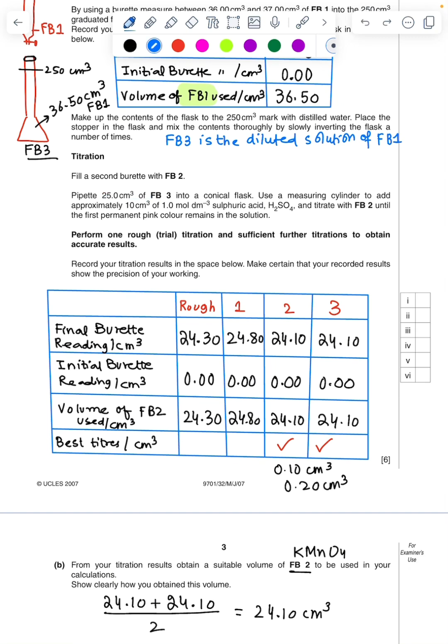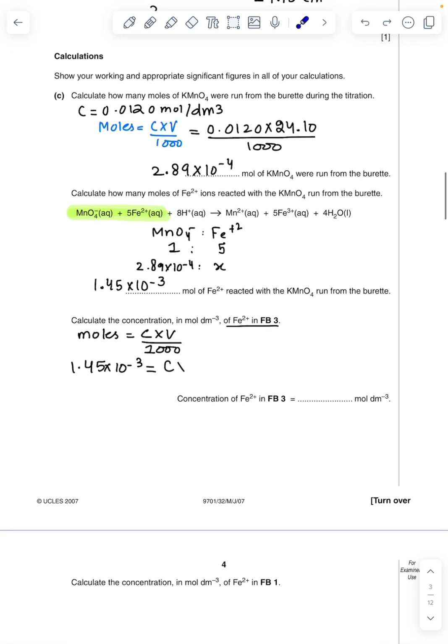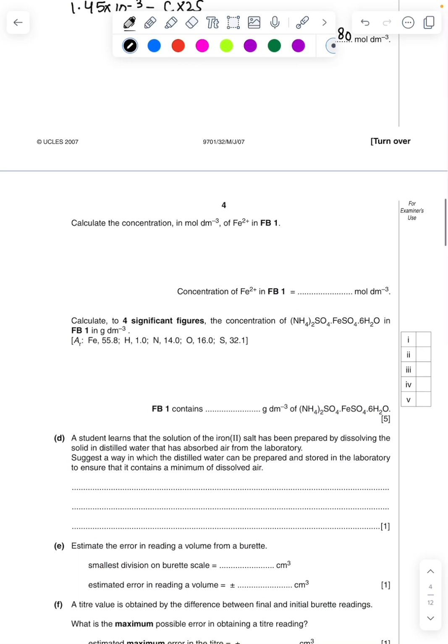So never get confused that we made a volume of 250 of Fb3. We are actually using only 25 cm cube of Fb3 from this 250 cm cube solution. So this is the volume that I have to use. So I'm going to write down 25 into 25 over 1000. So this gives us a concentration which is equal to 0.0580.